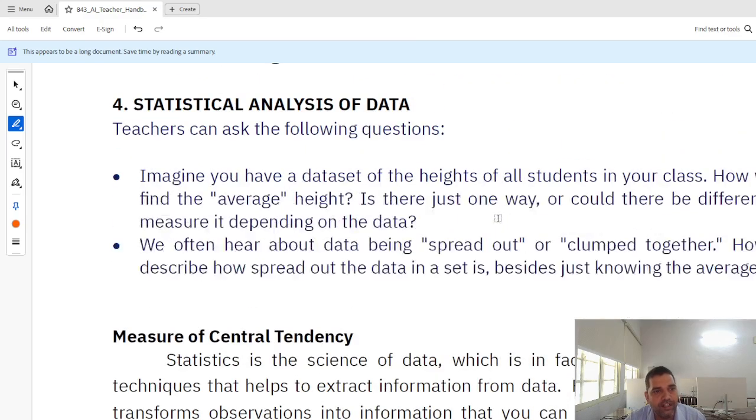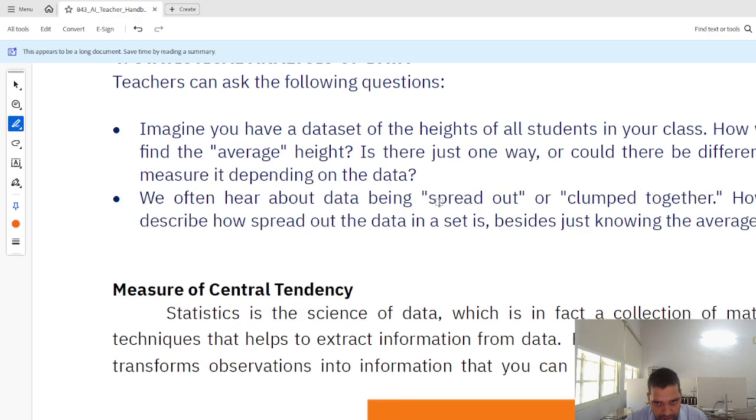Now the measures of central tendency, statistical analysis of data. Imagine you have a data set of the height of all the students in your class. How do you find the average height of the students? In your class, 28 students are there. So what is the average height? All students' heights are not the same, but maybe an average value can come, which most of the students will be close to. We often hear about data being spread out or clumped together.